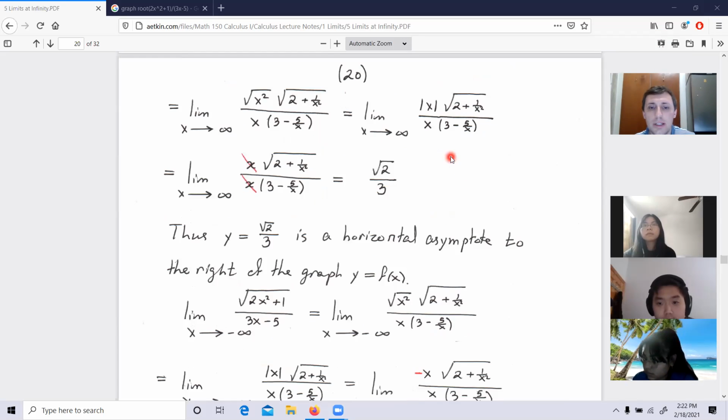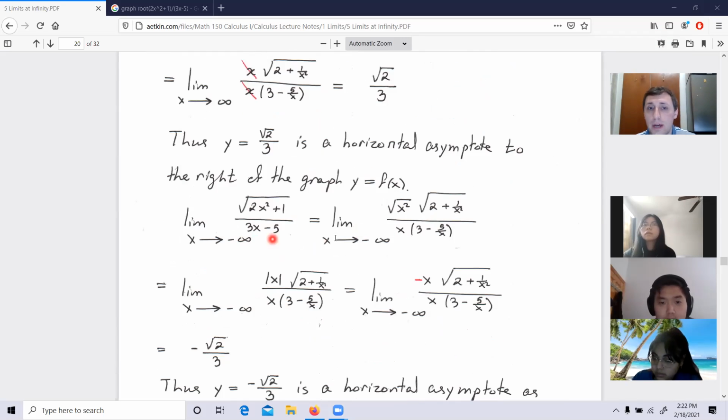The calculation is the same if I push limit as x goes to minus infinity. Do you all see that? All the steps are the same. Let's look at it carefully, guys. Let's see why it becomes negative. So you see all the steps are the same. X going to minus infinity, right? So x is negative.